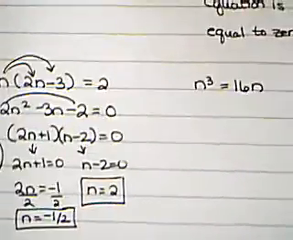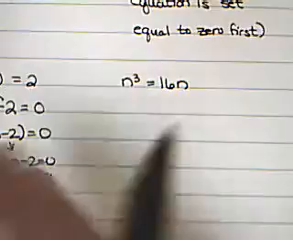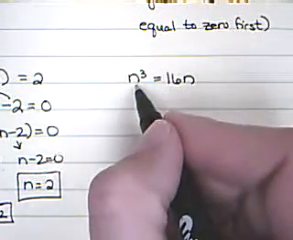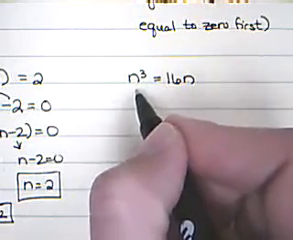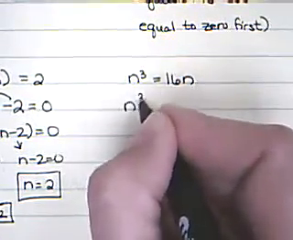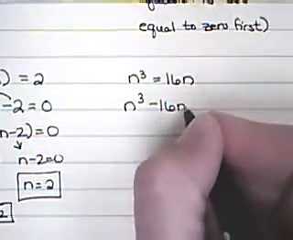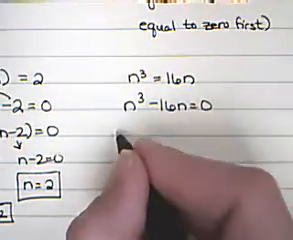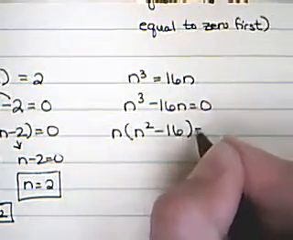In our next problem, we want to do the same thing: we want to set this equation equal to 0 first. So we're going to move the 16n to the left, because my highest degree term is the n cubed, and we always want our highest degree term to be positive. So that tells you which way to move it. When I move the 16n to the left, that becomes negative 16n equals 0. We can factor an n out to begin with, so that would leave us with n squared minus 16.